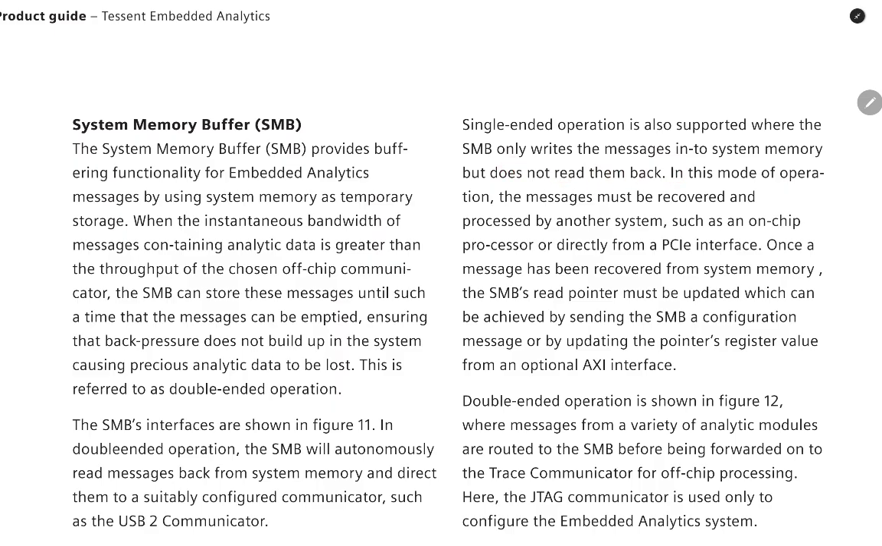In this mode of operation, the message must be recovered and processed by another system, such as on-chip processors or directly from a PCIe interface. Once a message has been recovered from system memory, the SMB's read pointer must be updated, which can be achieved by sending the SMB configuration message or updating the pointer register value from an optional AXI interface.